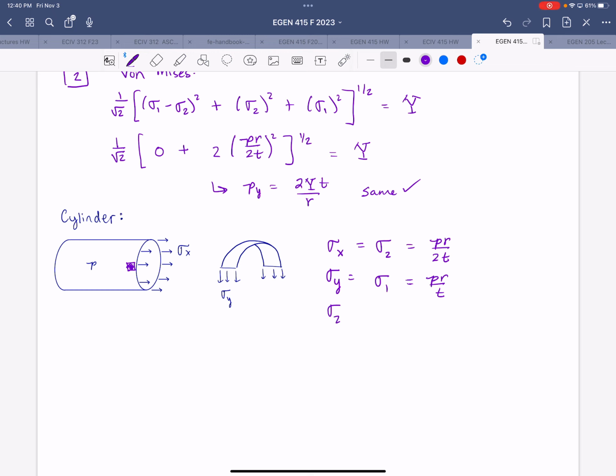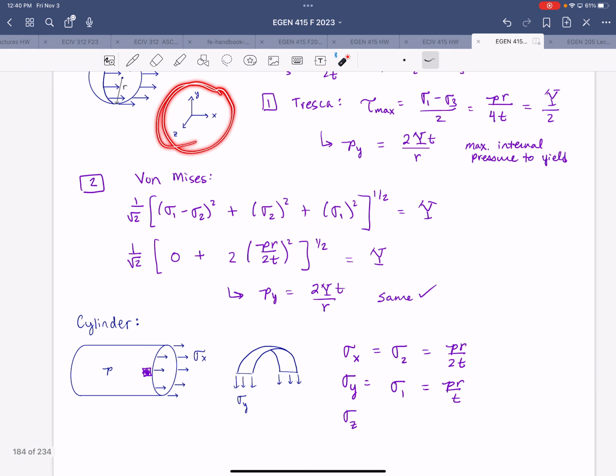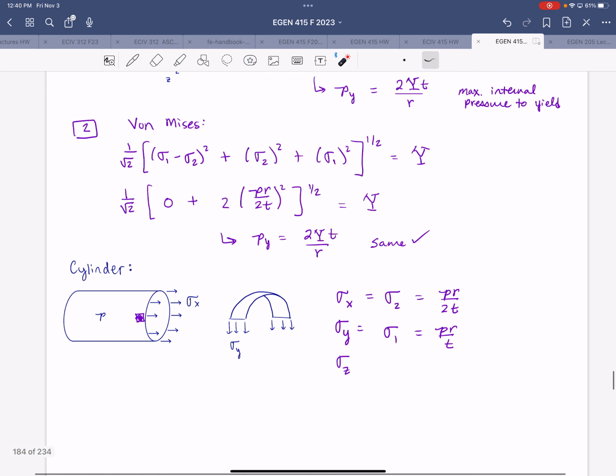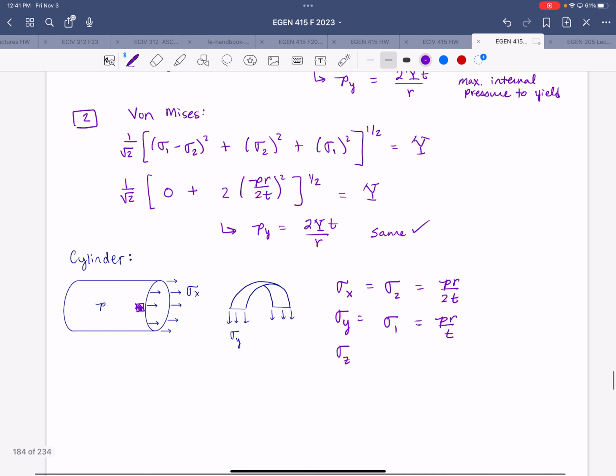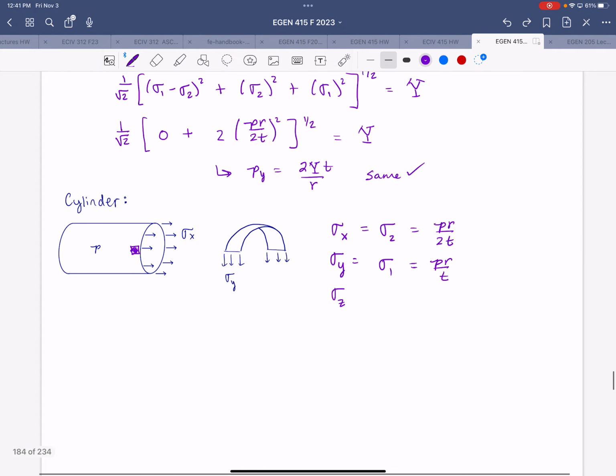And then sigma z. The XYZ notations here are consistent with the axis shown above, but that's specific to this location on the cylinder. If you had a different location, those XYZ notations would switch up, unless you decide to update your axes accordingly, but just as a reminder. So sigma z is going to be your third principal stress, and that's equal to 0.